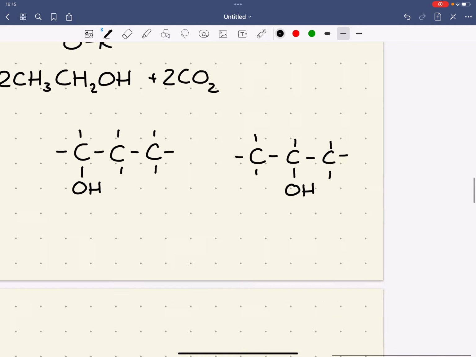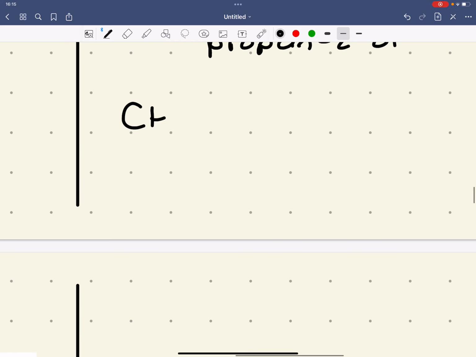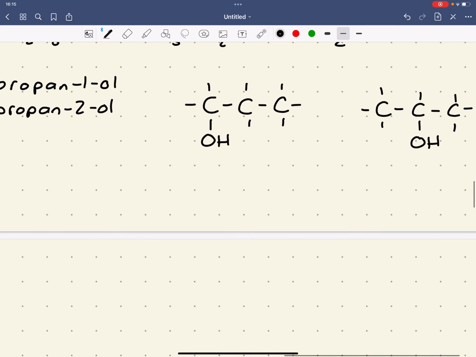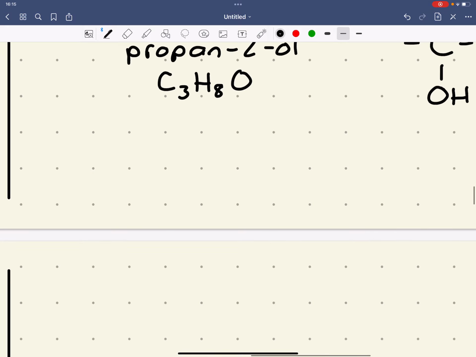Methanoic and ethanoic acid was your other option. Be aware that isomers must have the same molecular formula. Just to go back, an isomer must have the same molecular formula. So propan-1-ol and propan-2-ol are both C3, H 1, 2, 3, 4, 5, 6, 7, 8, O: C3H8O. Both have the formula C3H8O.